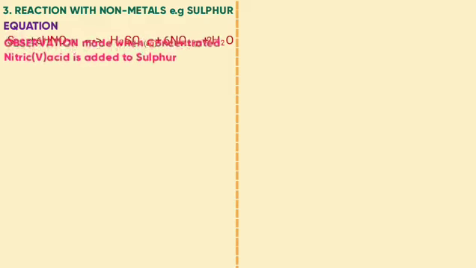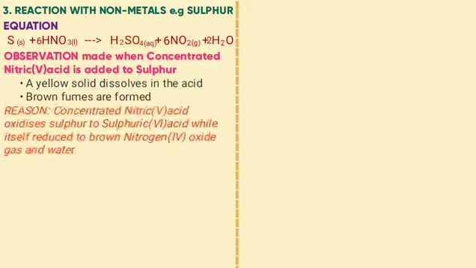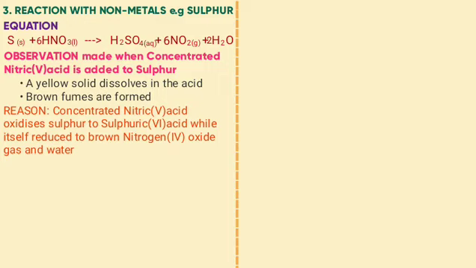Observation made when concentrated nitric 5 acid is added to sulfur: a yellow solid dissolves in the acid. Brown fumes are formed. Reason: concentrated nitric 5 acid oxidizes sulfur to sulfuric 6 acid while itself reduced to brown nitrogen 4 oxide gas and water.